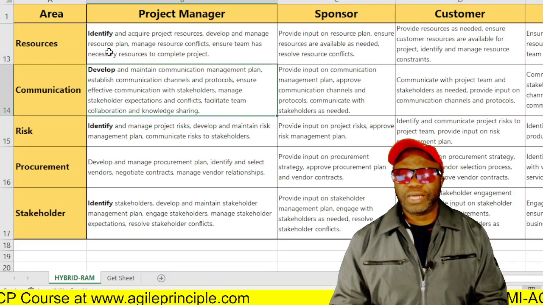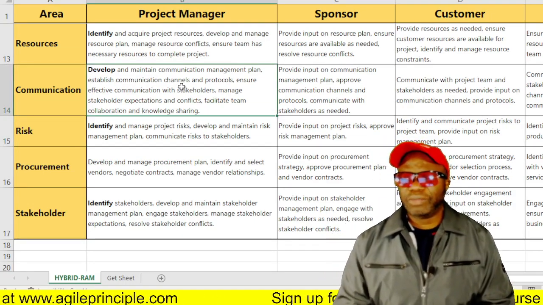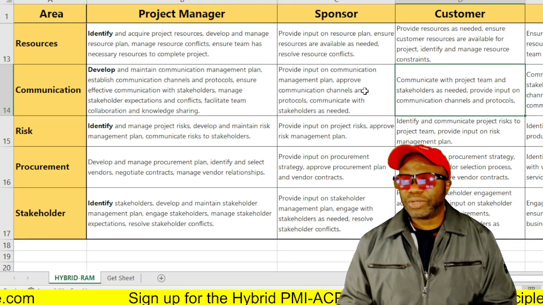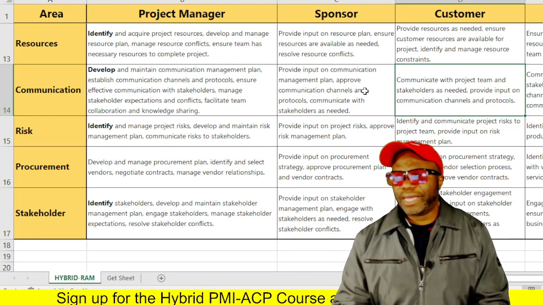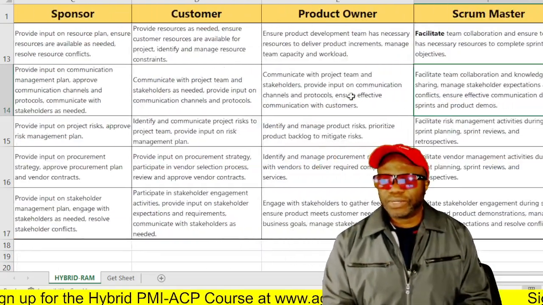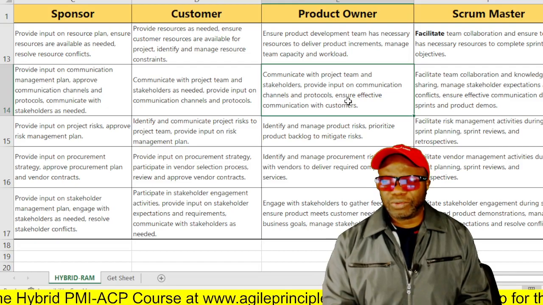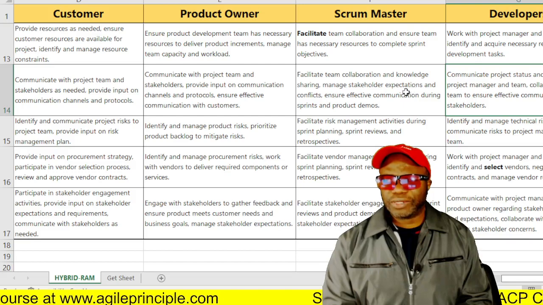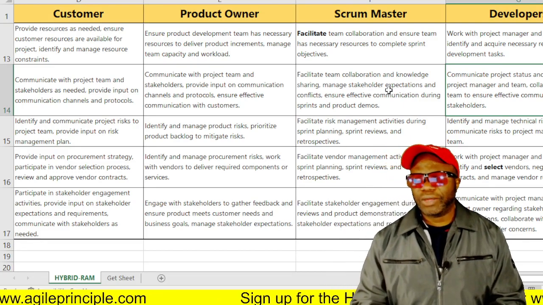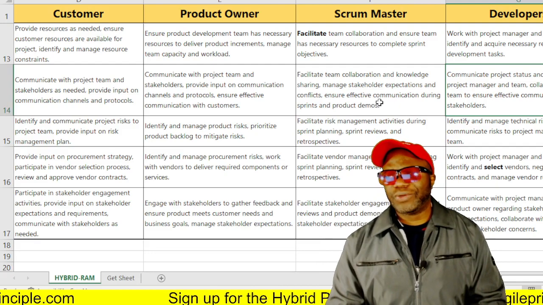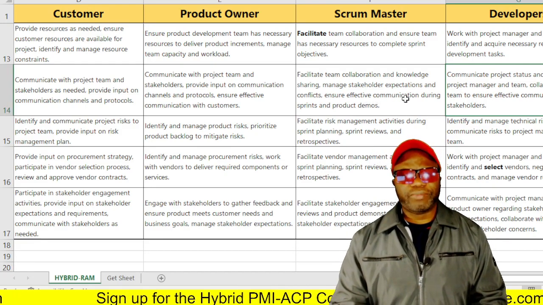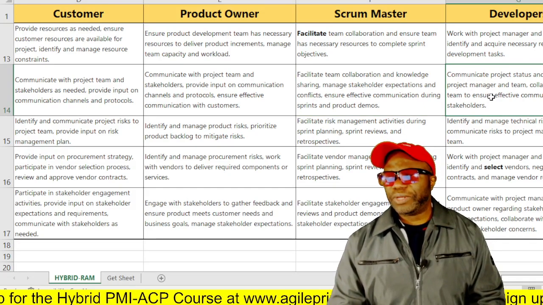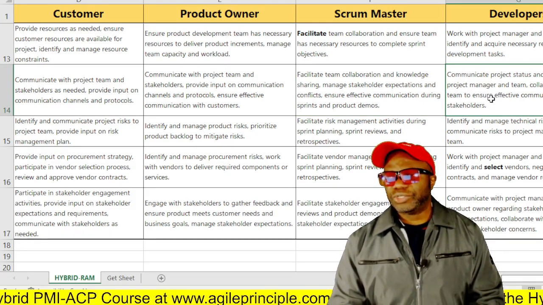All right, moving on to communication. Develop and maintain communication management plan. That's the project manager. Provide input on communication is the sponsor. Communicate with the project team and stakeholders. And then for the product owner, we have communicate with the project team and stakeholders. For the scrum master, facilitate team collaboration and knowledge sharing, managing stakeholder expectations, conflicts, and ensuring effective communication. You've got to remember, we're talking about hybrid, right? So anything could happen. As far as the developers, communicate the project status and issues to project manager and the team.